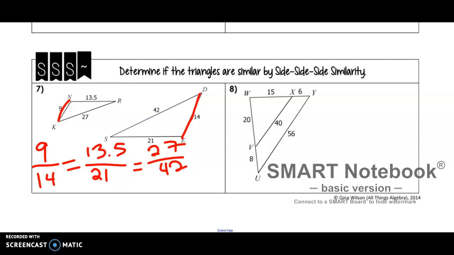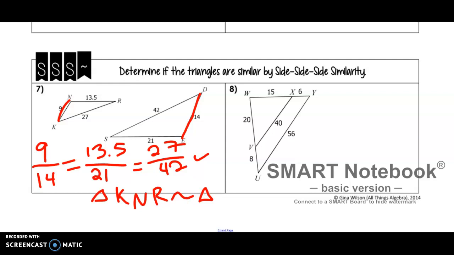Alright, so looking at these ones, do they all simplify down? What's tough about this one is you have a decimal in there. So what I would recommend doing is putting it in the graphing calculators I have, and it'll put it right into a fraction. All these would actually simplify down to 9 over 14. So this one is a yes. So triangle KNR is similar to triangle. Let me see here.